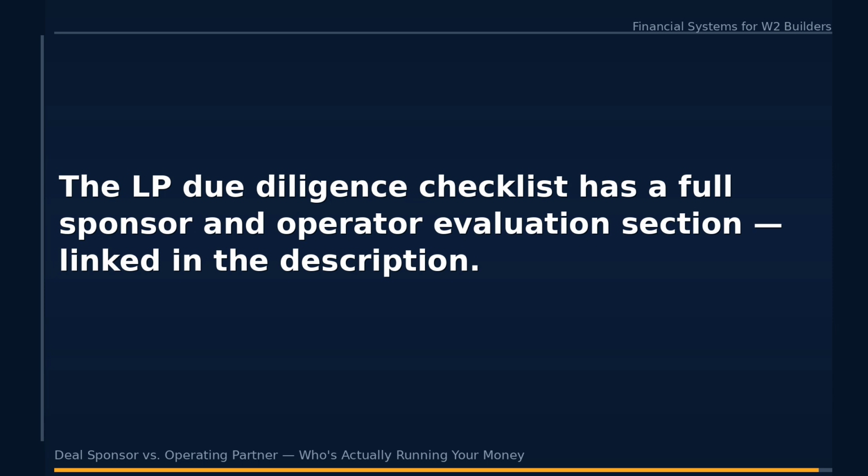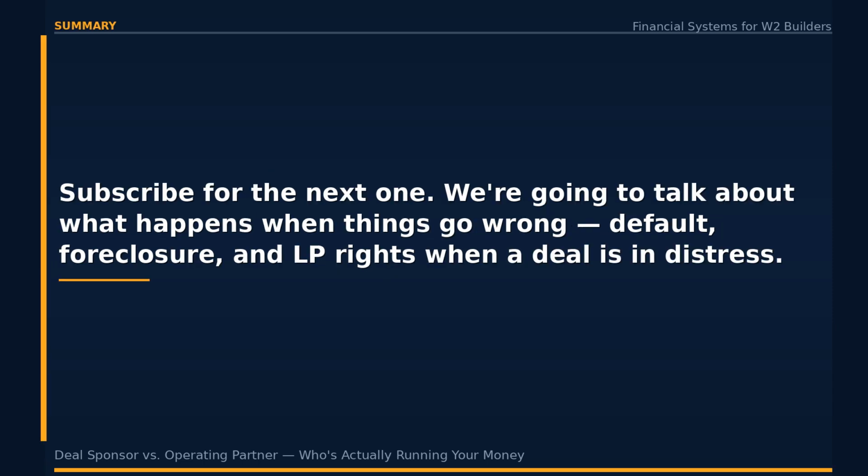We're going to talk about what happens when things go wrong: default, foreclosure, and LP rights when a deal is in distress.